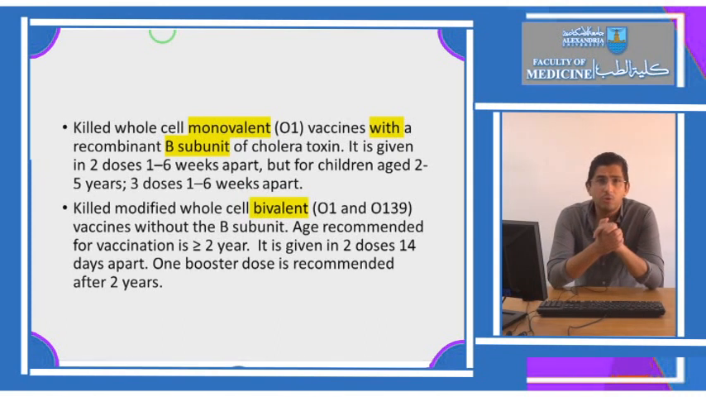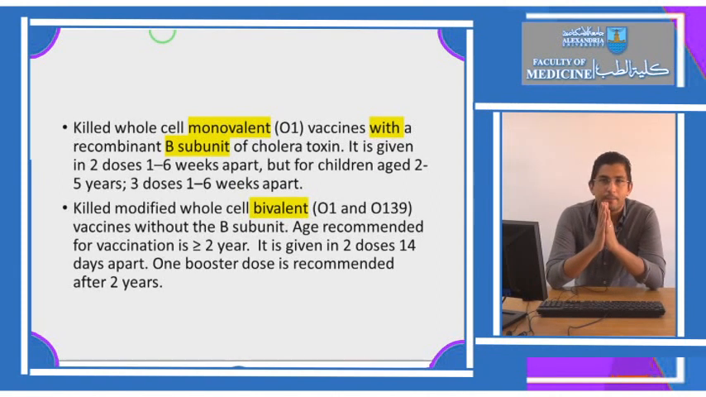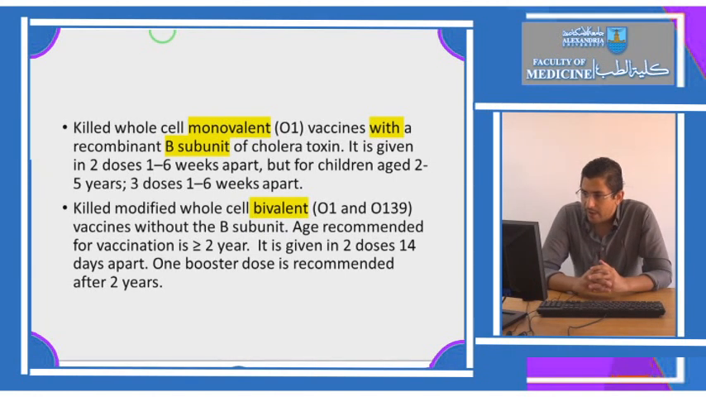Firstly, the monovalent O1 is given as 2 doses, 1 to 6 weeks apart, but children from 2 to 5 years have one more dose, so they have 3 doses, 1 to 6 weeks apart. The killed modified oral whole cell bivalent O1 and O39 without the B subunit is recommended for ages more than 2 years. It's given as 2 doses, 2 weeks apart. One booster dose is recommended 2 years later.